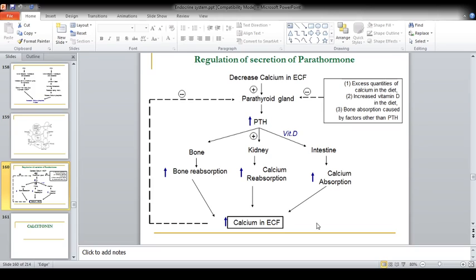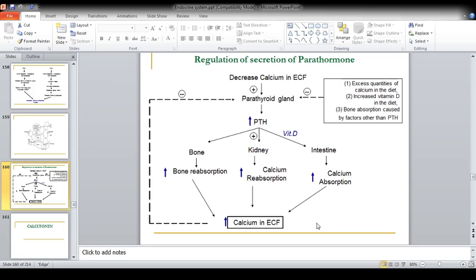Moreover, it would act via vitamin D on the intestines and would cause increased absorption from the gastrointestinal tract. So all of it would result in increased serum calcium level, or increased calcium level in the extracellular fluid. When this extracellular fluid contains ample calcium, it would give negative feedback to the parathyroid gland, which would stop producing any more parathyroid hormone.